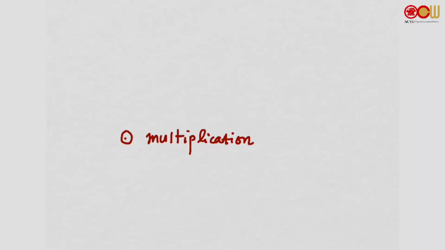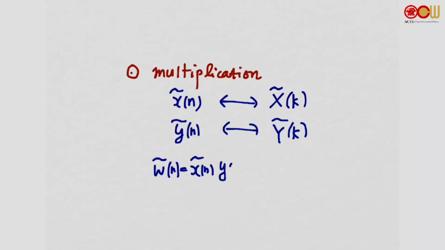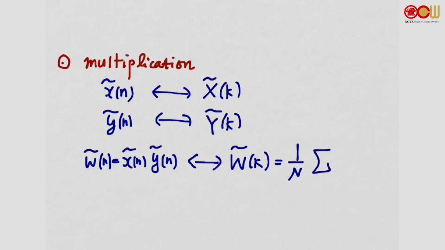A little bit similar to the convolution property is the multiplication property. Suppose we have x tilde of n that corresponds to x tilde k, and y tilde of n that corresponds to y tilde k. Now suppose we multiply y and x together in the time domain. Then correspondingly, w tilde k is equal to the convolution of x tilde and y tilde over l from 0 to n minus 1, and there's a 1 over n scalar here.